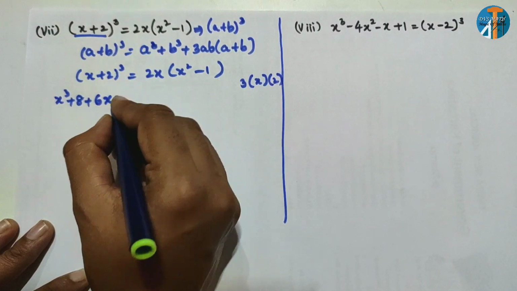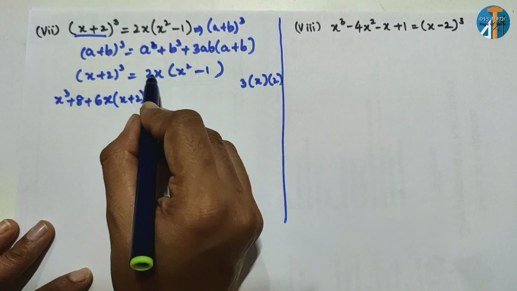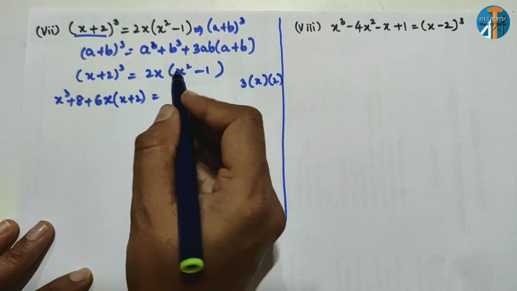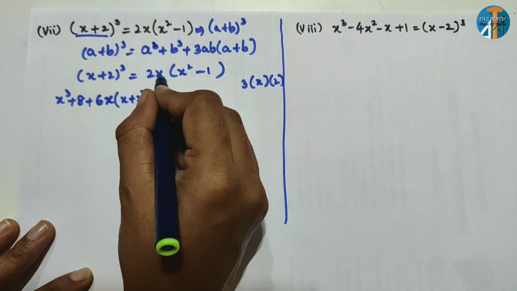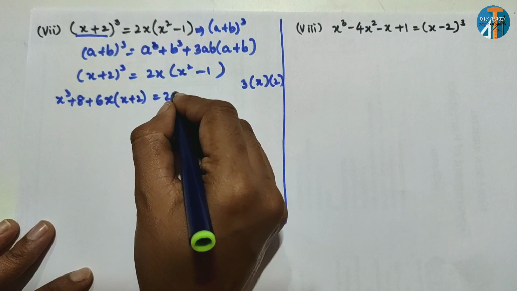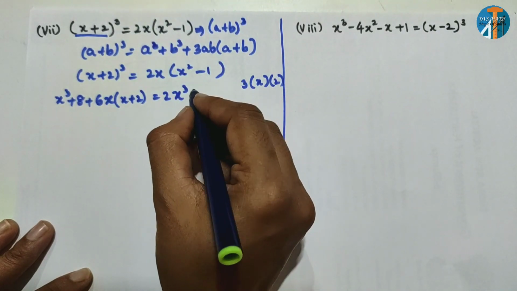A plus b means x plus 2. Now let us multiply this. 2x into x square: observe carefully, 2 into x into x square is 2x cube. Observe, x here has power 2, so if you multiply, it becomes x cube.